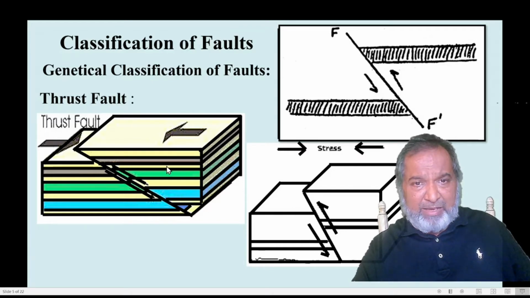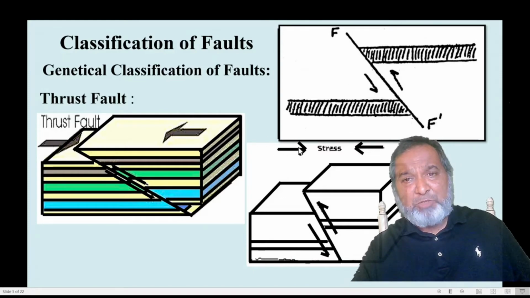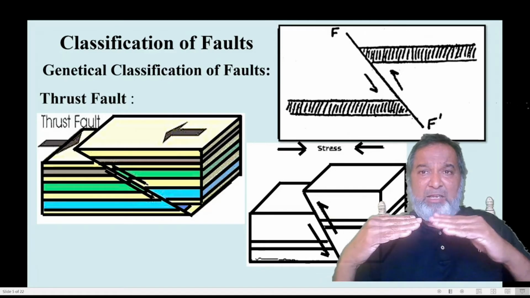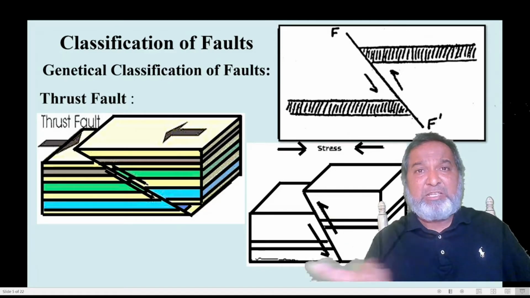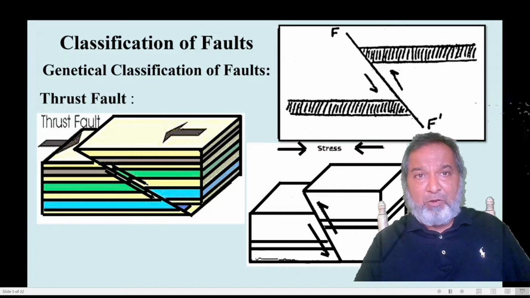Similarly, this is the hanging wall and this is the footwall, and this is going up. The force which is applied here is a compression force, and due to this the hanging wall has gone up against the gravitational force, so it is called the thrust fault.